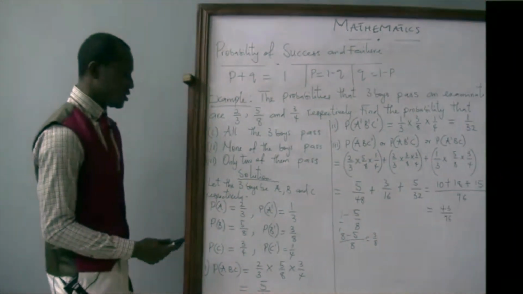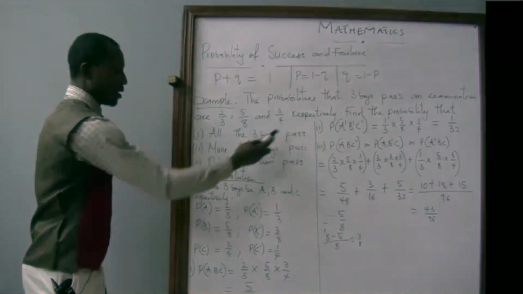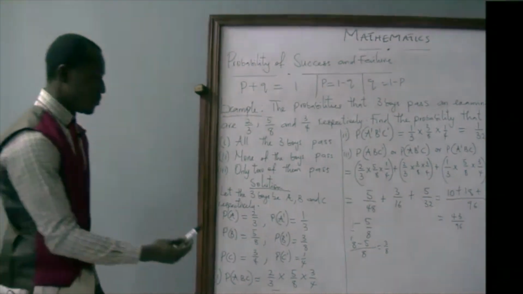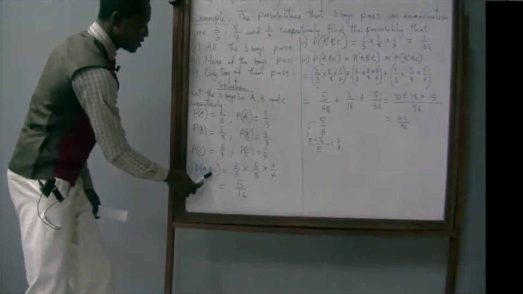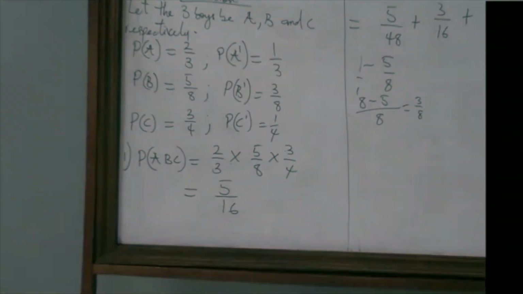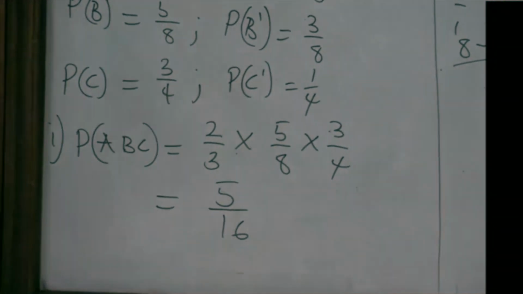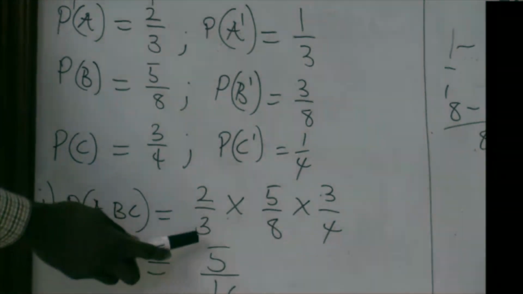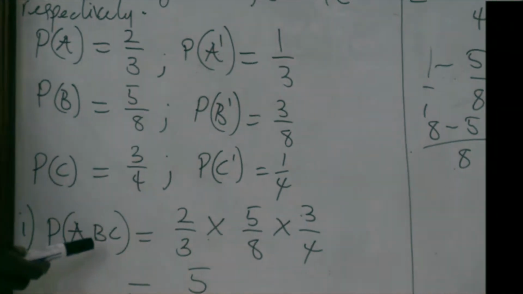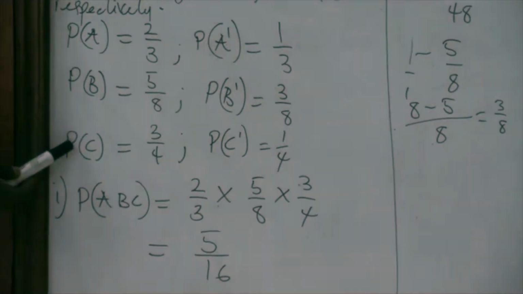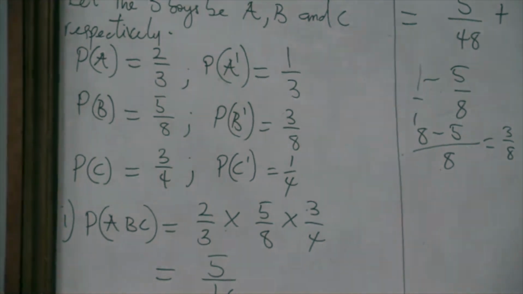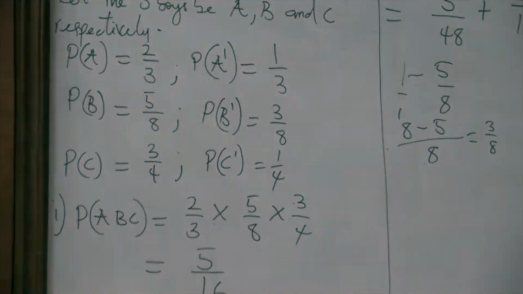So the first question is, all 3 boys pass. So I'm representing it like this. Probability that A passes, B passes, and C passes. 3 of them passed. So what do we do? What's the probability that A passed? 2 over 3. Times, what's the probability that B passed? 5 over 8. Times what is the probability that C passed? 3 over 4.